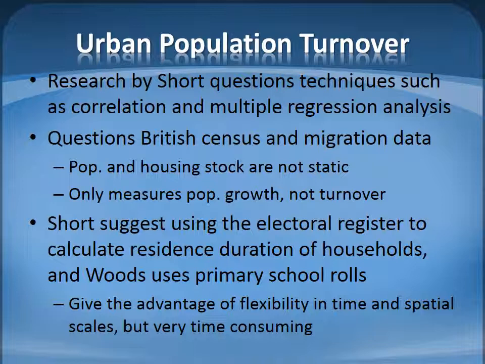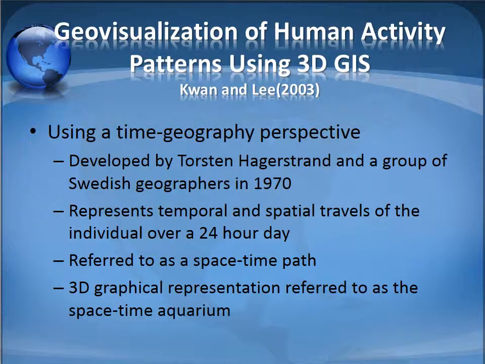Short suggested using the electoral register, and Woods and another suggested using primary school rolls. Both of these give the advantage of flexibility in time and spatial scales, but they can be very time consuming. The second reading was geovisualization of human activity patterns using 3D GIS.